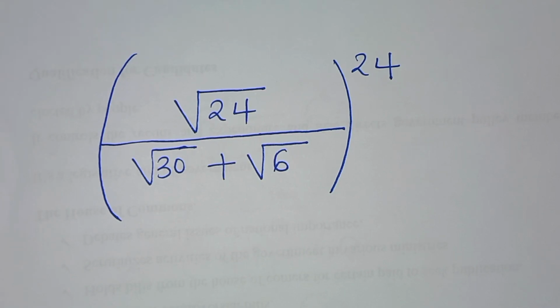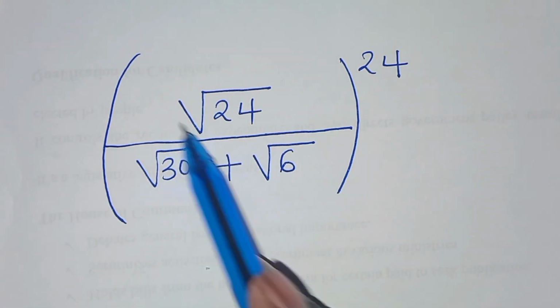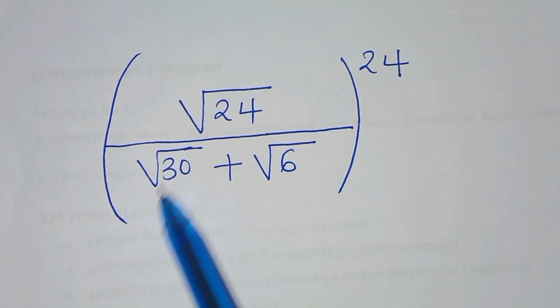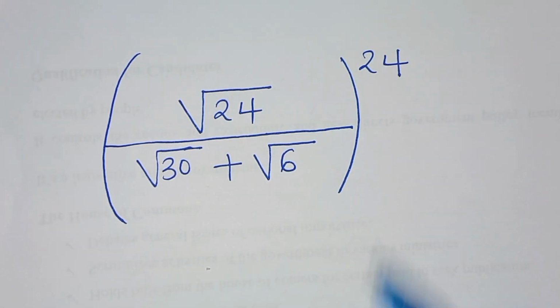Hello everyone, you're welcome to solve this nice math Olympiad problem, which is the square root of 24 divided by square root of 30 plus square root of 6, raised to power 24.